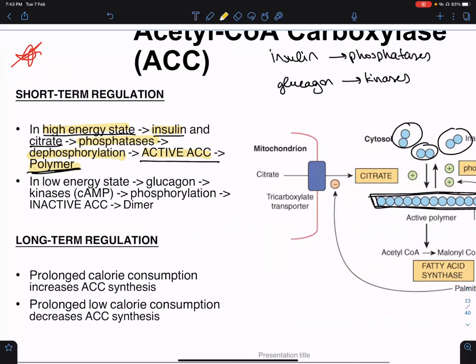So in the low energy state, it's going to be just the complete opposite. In the low energy state, we have glucagon. Glucagon activates kinases. Kinases cause phosphorylation. Phosphorylation inactivates ACC, which causes it to be in the dimerized form. Okay, so any questions so far?